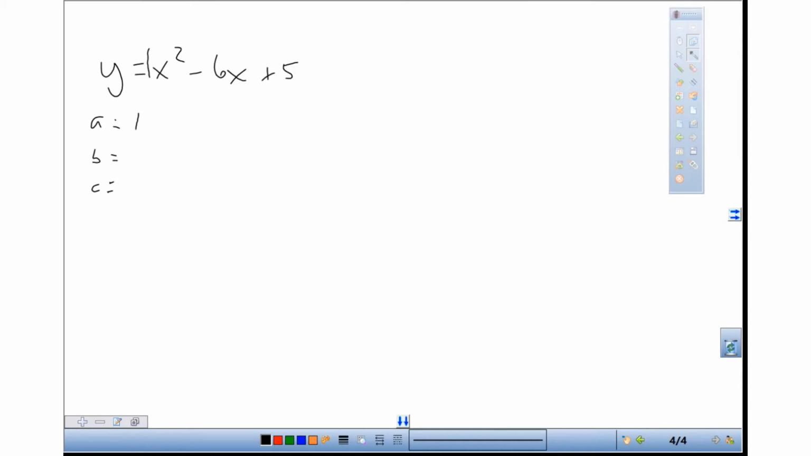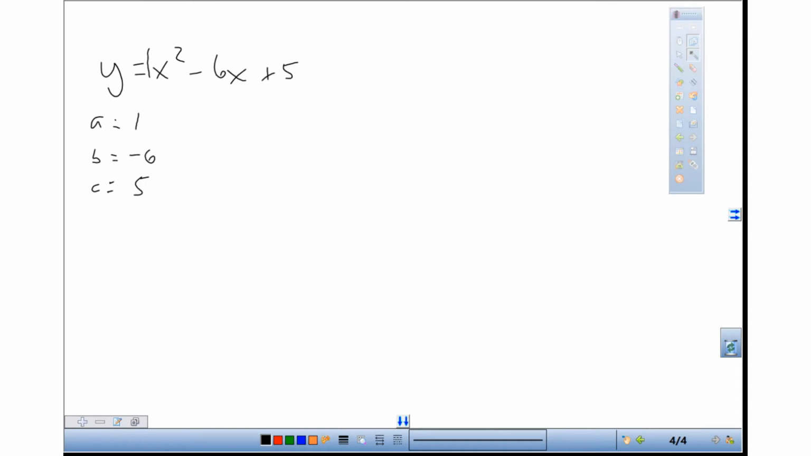B is the number that's in front of x. If we don't have an x, then it would be 0. So since B over here is -6, we're going to put -6. And then finally, C is going to be 5, which is the number that's last, and doesn't have any variable with it.